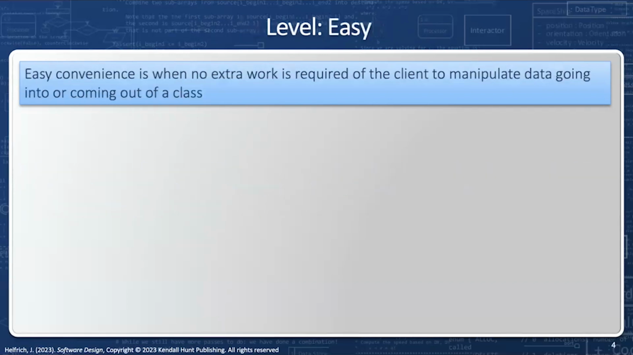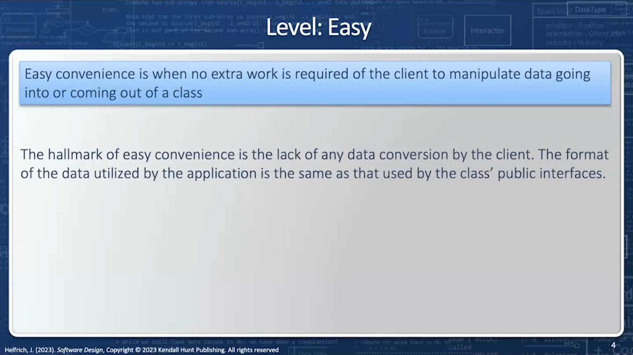Now, one level below that is easy. Easy convenience is when no extra work is required of the client to manipulate data going into and coming out of the class. The hallmark of easy convenience is the lack of any data conversion by the client. The format of the data utilized by the application is the same as used by the class's public interfaces. For an example, if I have a distance class and the client expects meters and the class also expects meters, then no data conversion from meters to imperial or anything else is required, and we're going to be easy.